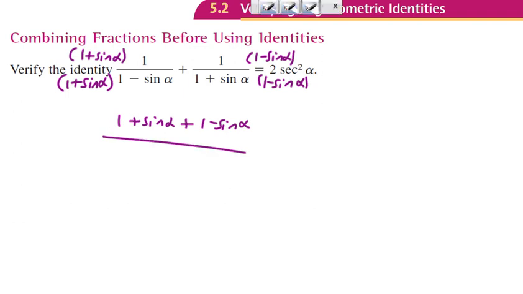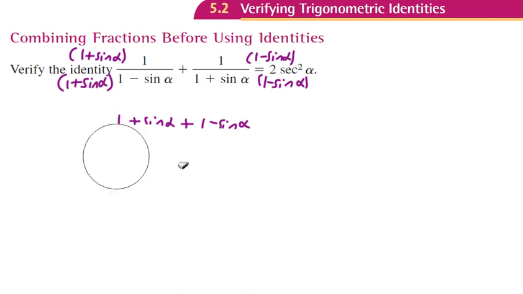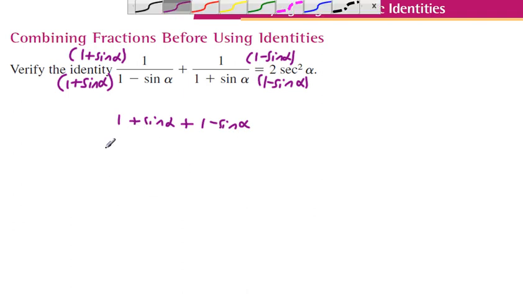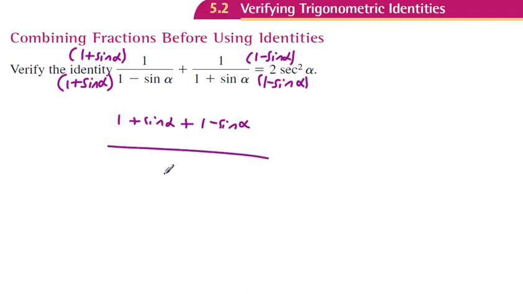I think I could draw a better line than that. Let me try that again. Is that any better? Probably not. All right, and then just put that all over 1 plus sine of alpha times 1 minus sine of alpha. Okay, so that's why it says first combine the terms together, and now let's use our identities and so forth.